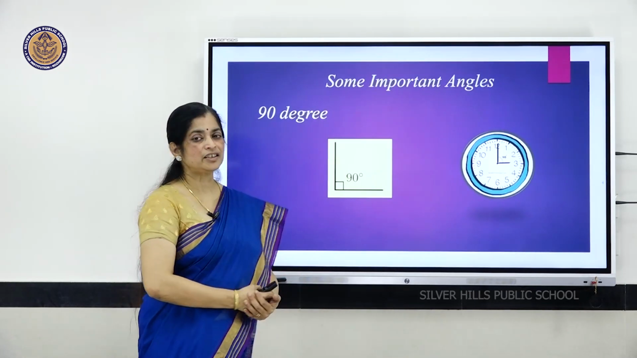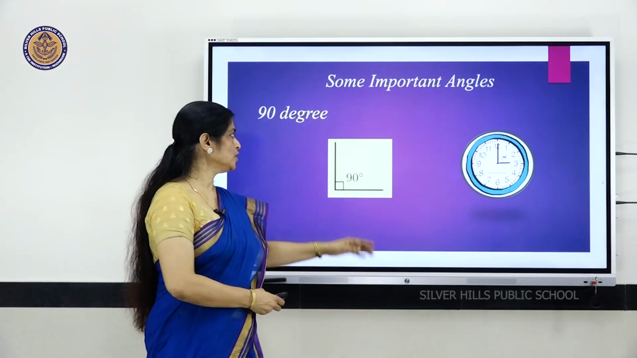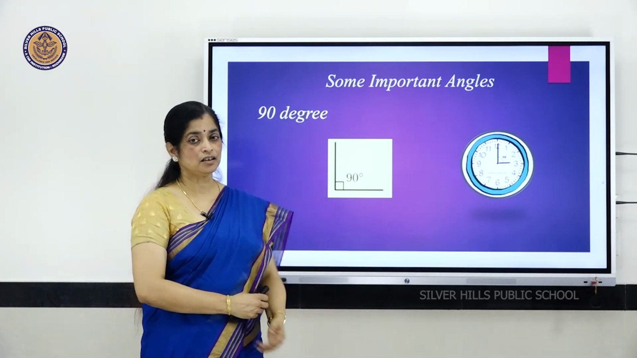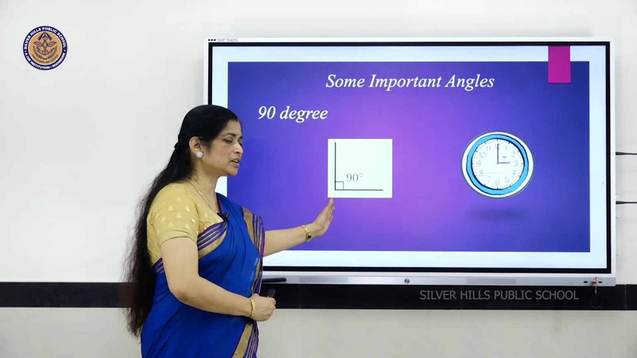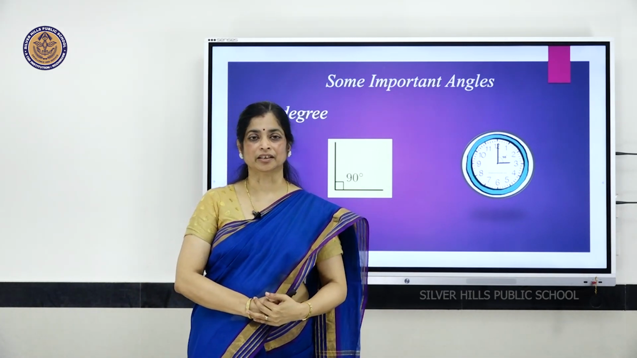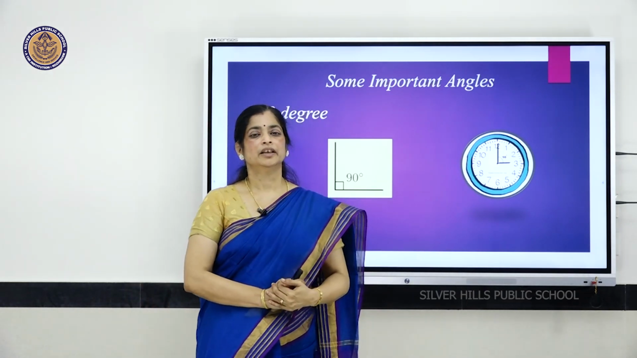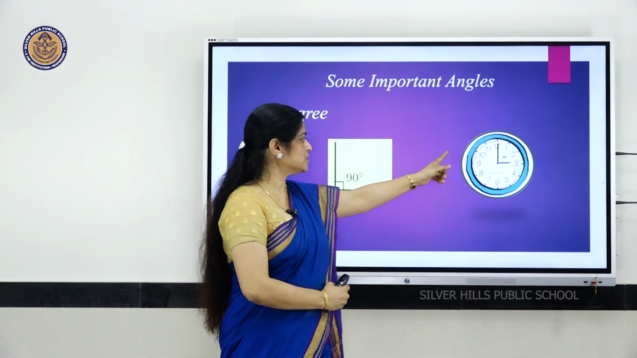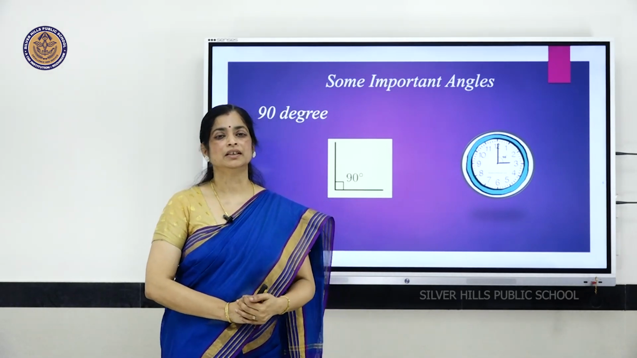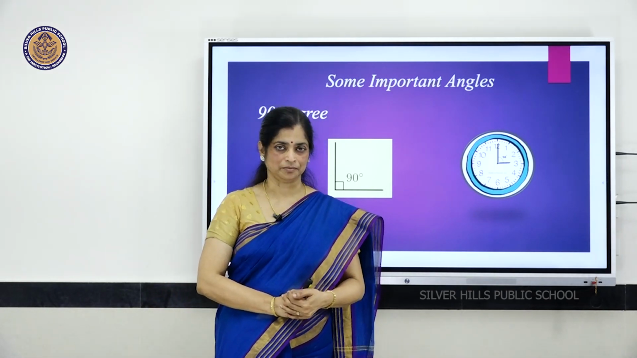Next, let us study some important angles. The first one is the 90 degree. When do we get 90 degree angle? We get 90 degree angle when a vertical straight line meets a horizontal straight line. It forms an L shape. Look at the clock, the two arms form 90 degree. The distance between the two arms gives you an L shape, which is equal to 90 degree, and this 90 degree is also called right angle.